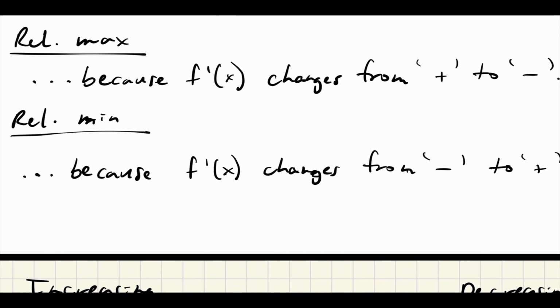So if it's a max, it's because f prime changes signs from positive to negative. If it's a min, it's because f prime changes from negative to positive. Whatever you're dealing with. So if it changes from positive to negative, it's a maximum. If it changes from negative to positive, it's a minimum.